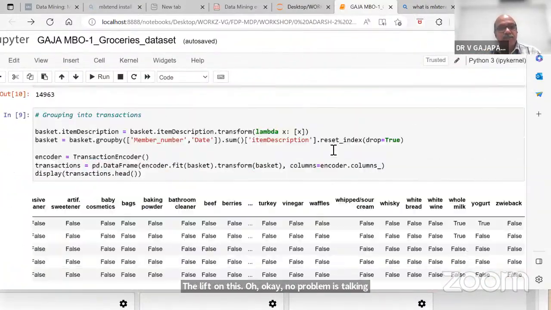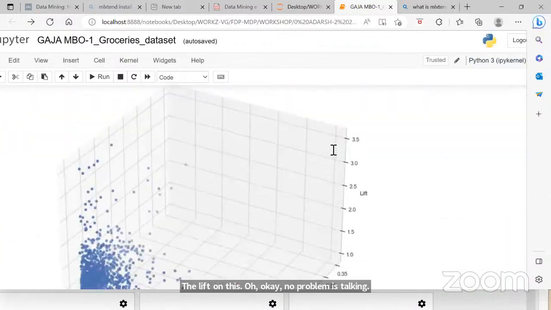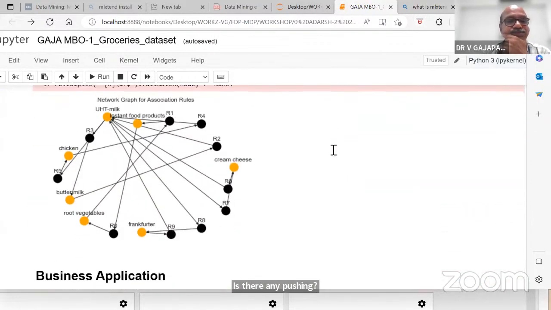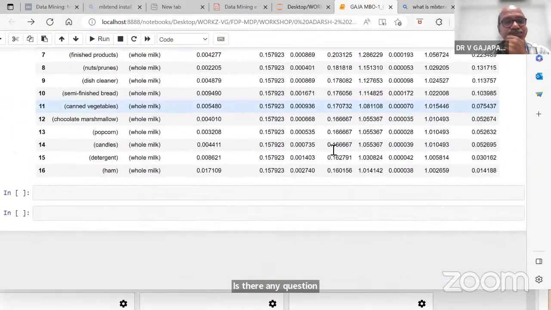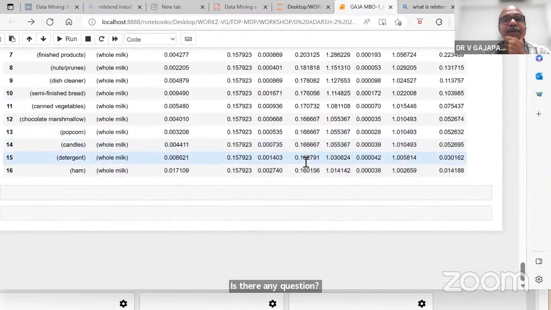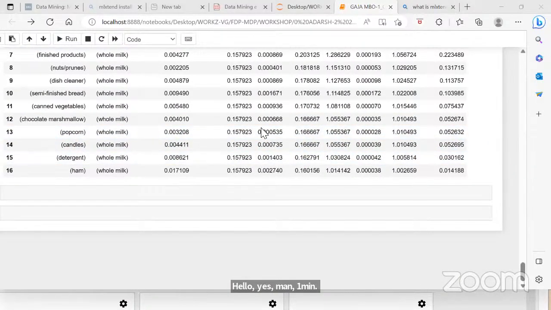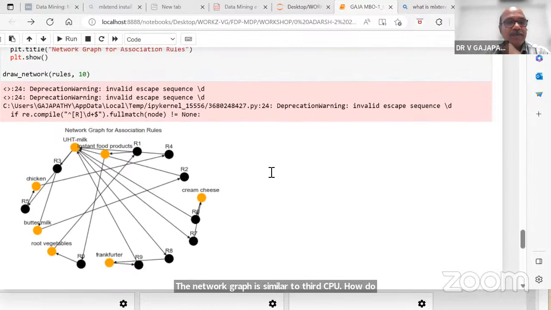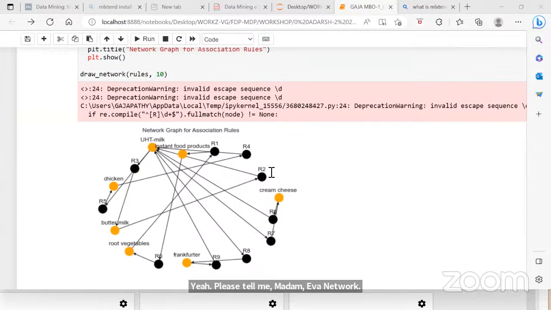Is there any question? Excuse me, sir. Hello? Yes, ma'am. One minute. Is the network graph similar to PERT CPM in terms of the nodes and the plotting of the graph? PERT, program evaluation and review technique, yes.